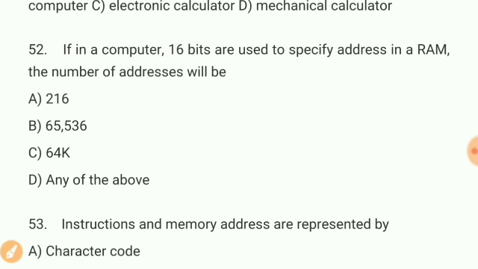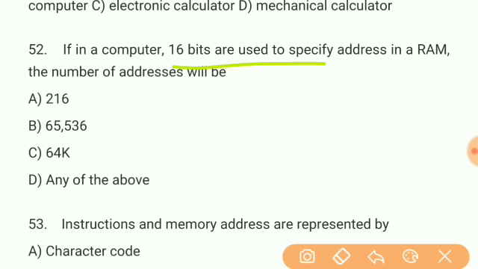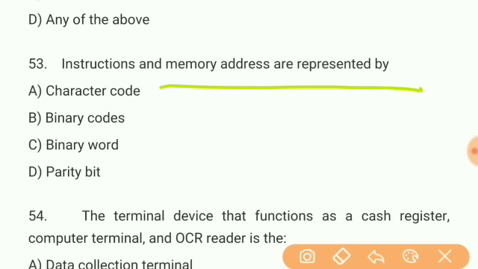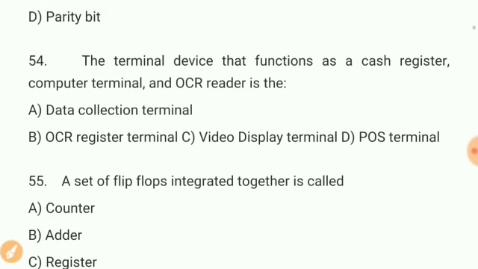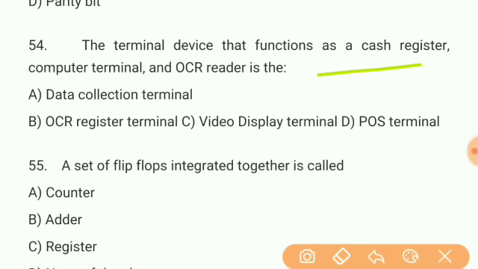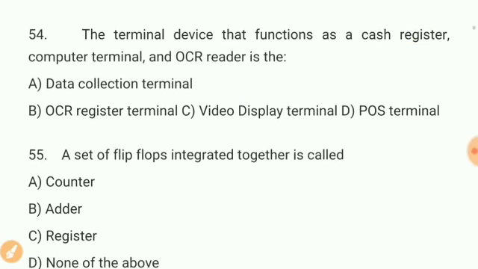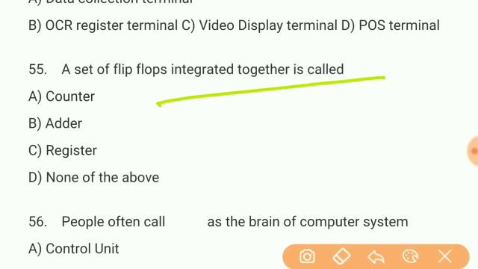Then if in a computer 16 bits are used to specify an address in a RAM, the number of addresses will be 65,536. Instructions and memory addresses are represented by binary codes. Then the terminal device that functions as a cash register, computer terminal and OCR reader is number D, POS terminal.